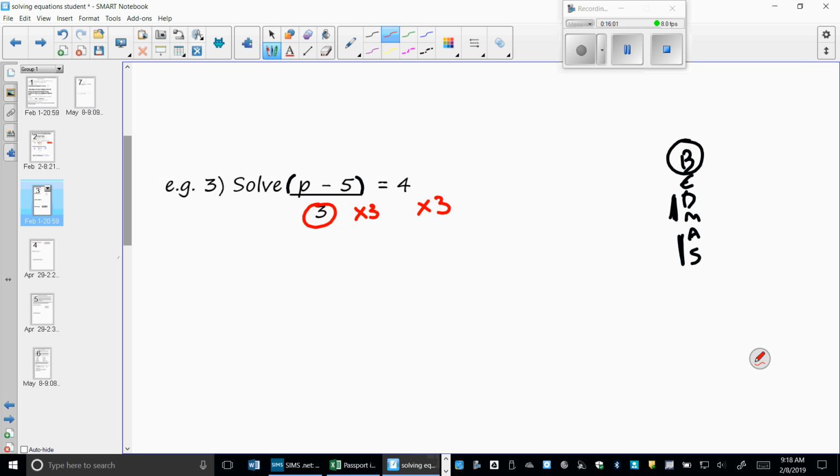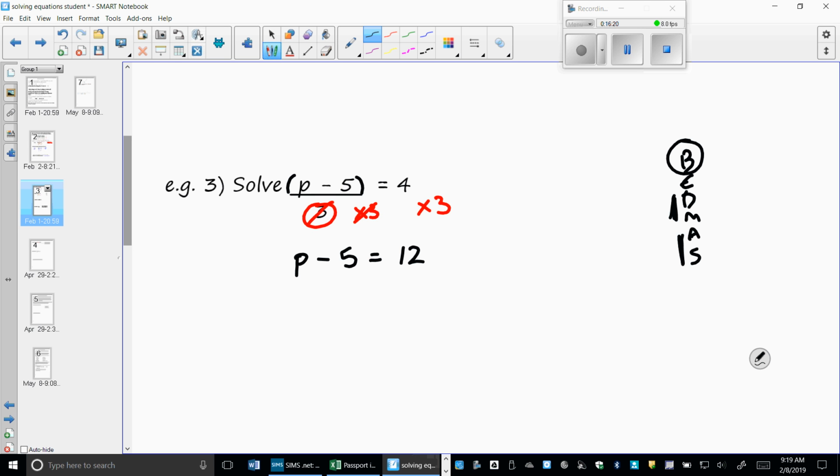Now multiplying this by 3 means that that's now gone. And I've just got p subtract 5. And then we can work out what 4 multiplied by 3 is. 12. Lovely. So that would just be your answer. But we haven't now got the p by itself, so we've got to keep going.